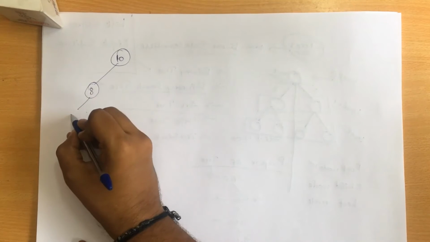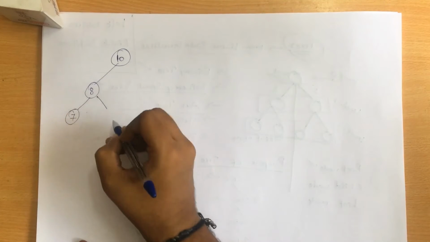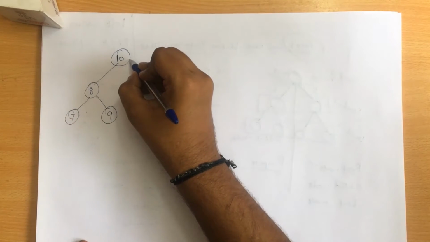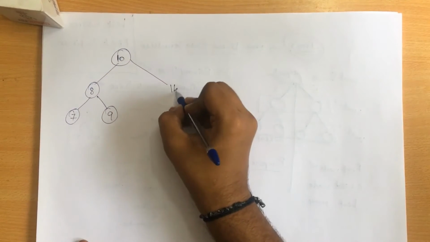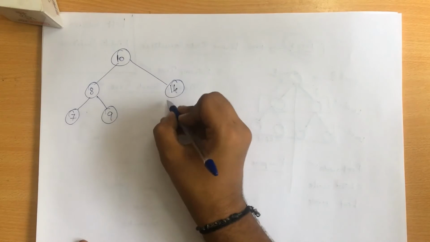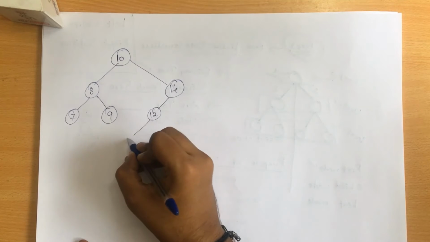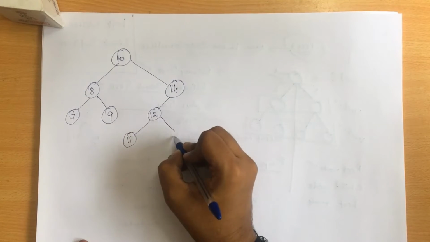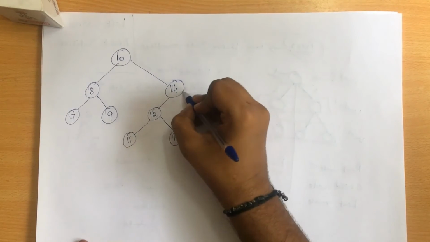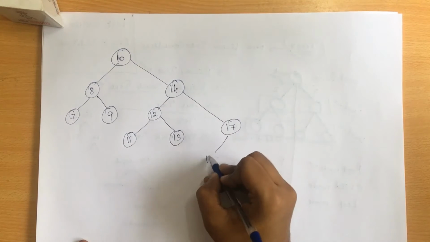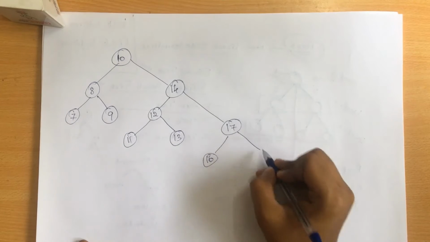Left of 8, again I have a value 7, and right of 8, assume that we have a value as 9. Same way, now let's move to the right subtree, and here let's assume I have a value as 14. Left of 14 I have 12, and left of 12 I have 11, and right of 12 I have the value 13. Same way, right of 14 I have 17, and left of 17 I have 16, and right of 17 I have 18.